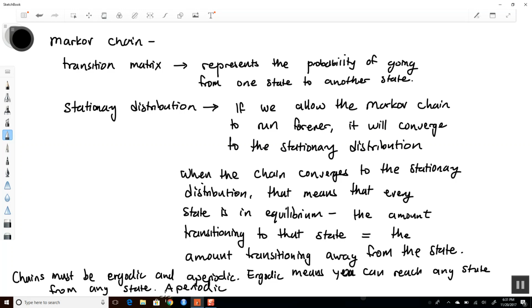And then aperiodic. In formal math there are more complicated things to say, but at a practical level, aperiodic just means at least one of the states allows you to stay in that state for the next turn. If you don't want to transition to another state and you just want to stay put, at least one of the states has this property where you can just stay put, okay?